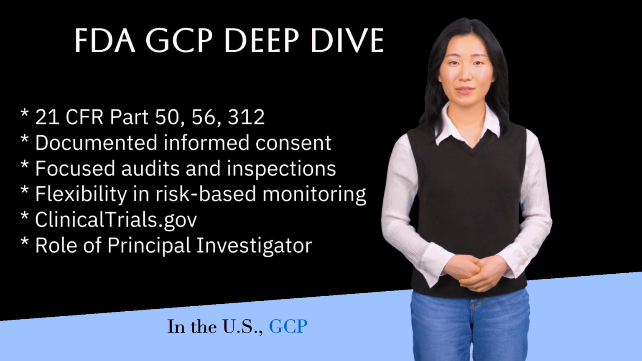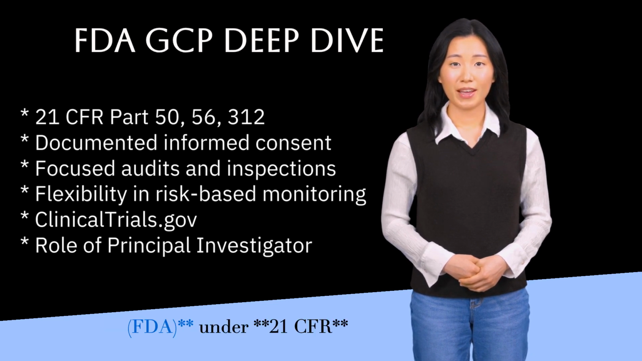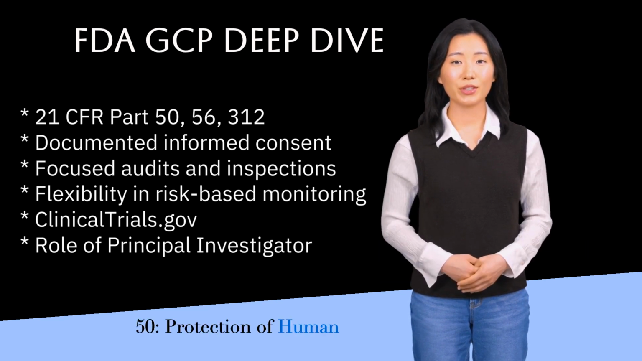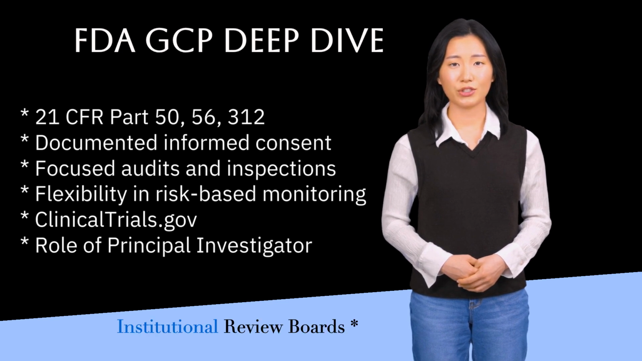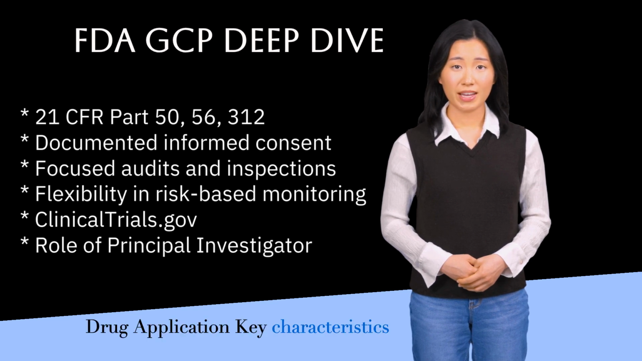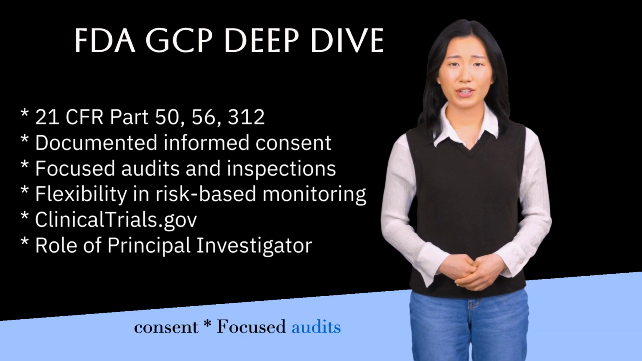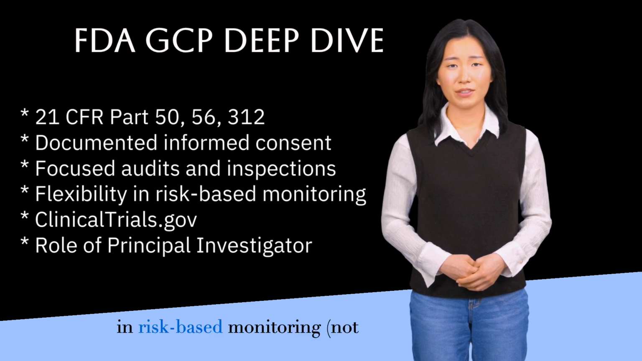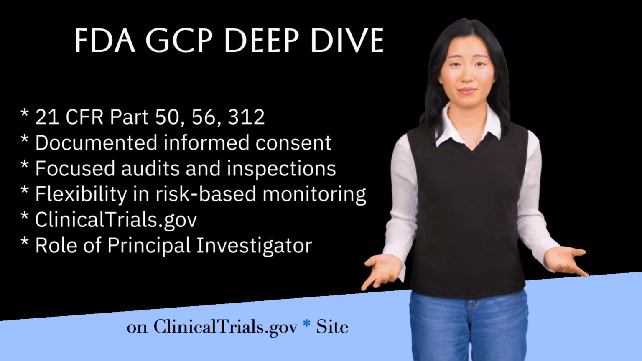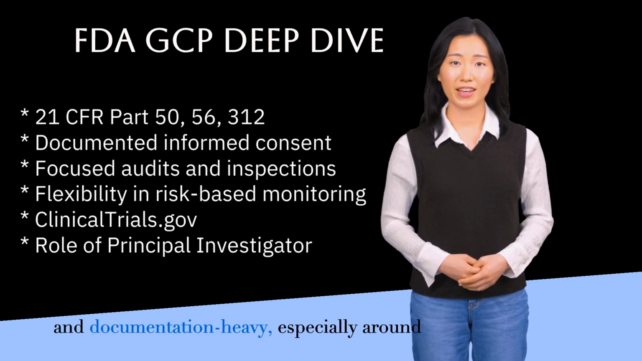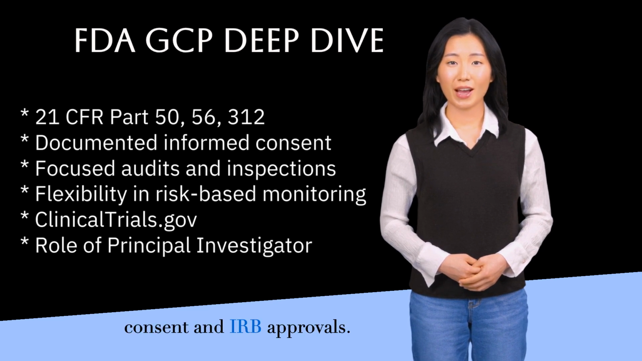In the US, GCP is enforced by the Food and Drug Administration, FDA, under 21 CFR. Specifically, Part 50, Protection of Human Subjects; Part 56, Institutional Review Boards; Part 312, Investigational New Drug Application. Key characteristics of FDA GCP: emphasis on documented informed consent, focused audits and inspections, flexibility in risk-based monitoring, not mandatory, trial registration on clinicaltrials.gov, site responsibilities centered on the principal investigator. FDA tends to be very form and documentation heavy, especially around consent and IRB approvals.